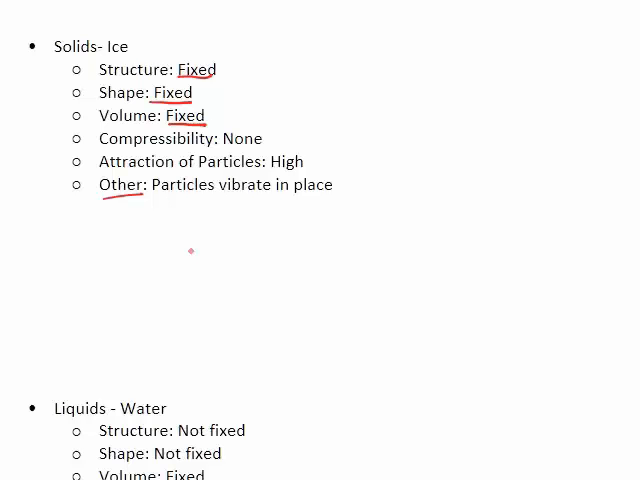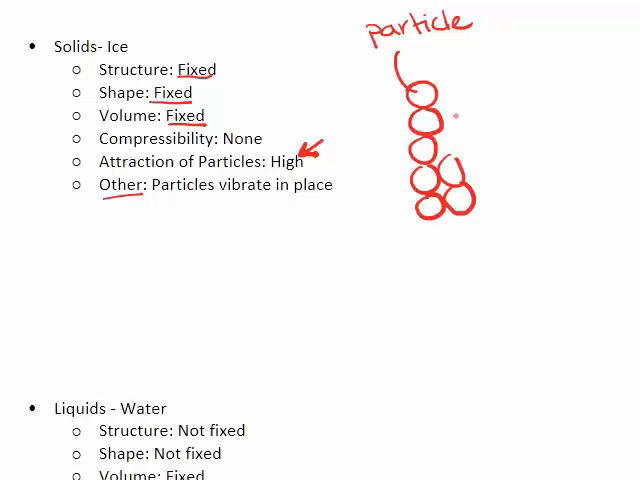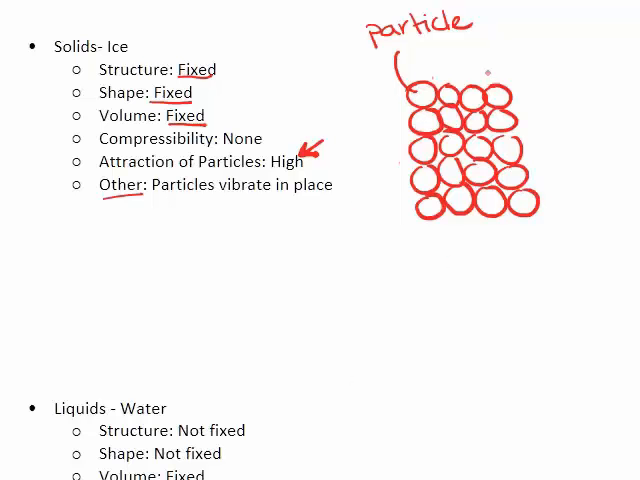So if I were to draw the atomic or particle structure of a solid, let's say the sphere is a particle. Because the attraction of the particles is high, we're going to put another sphere. They're all going to be together, extremely tight. All right, so I've drawn a square, or if you keep adding more spheres, you're going to get a cube anyway.